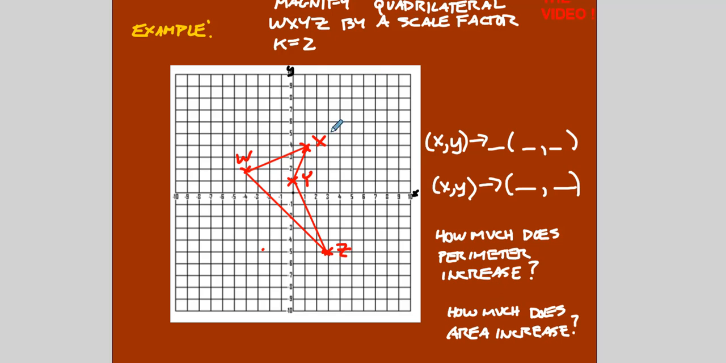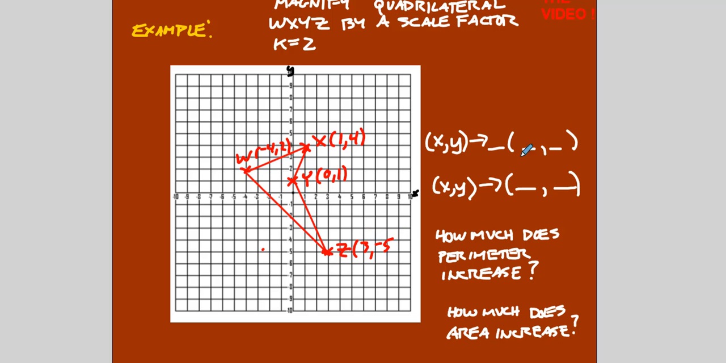Okay, so the coordinate of X here is 1, 4. Coordinate of Y is 0, 1. Coordinate of W is negative 4, 2. And the coordinates of Z are 3, negative 5.